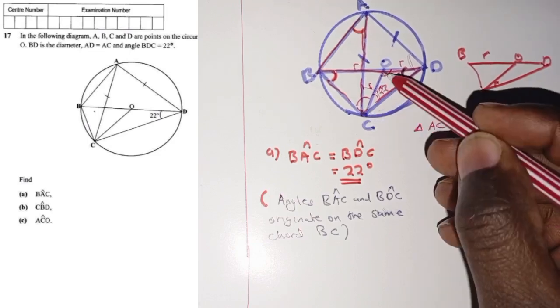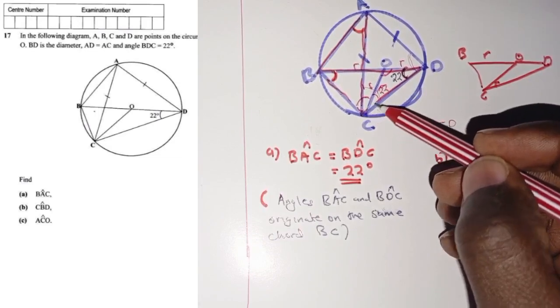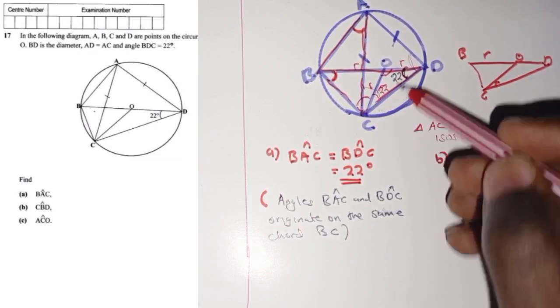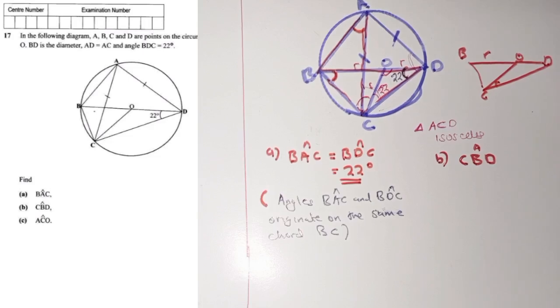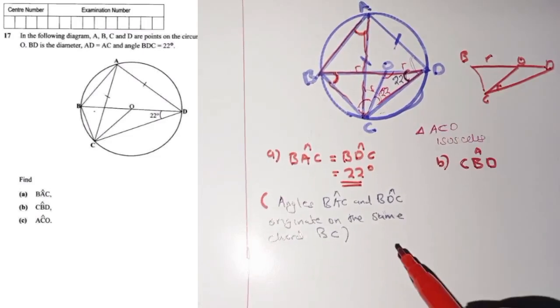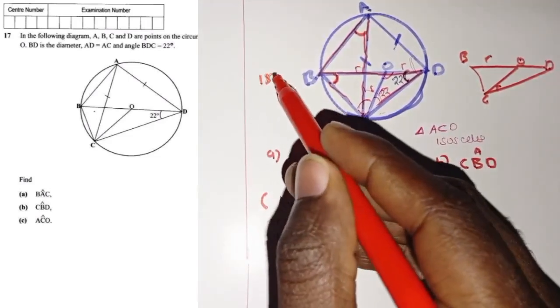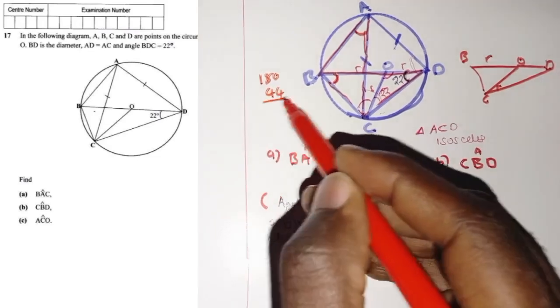When you get this triangle, all angles should add up to 180. So 22 plus 22, that will be 44. And you subtract now. You can say, okay, 180 minus 44.